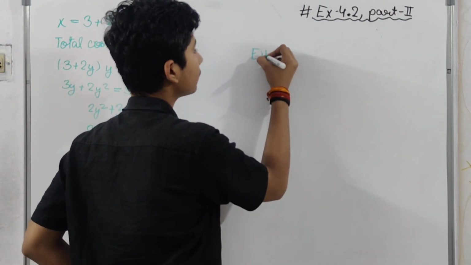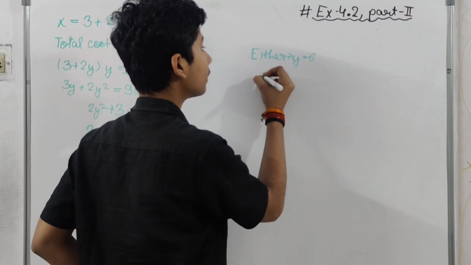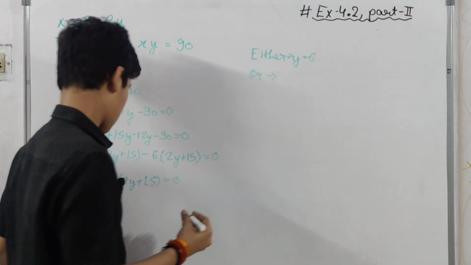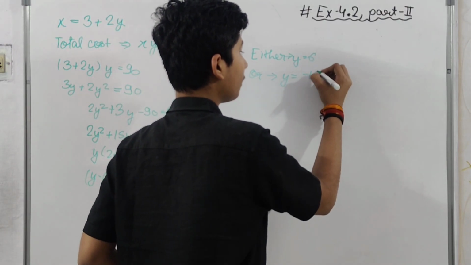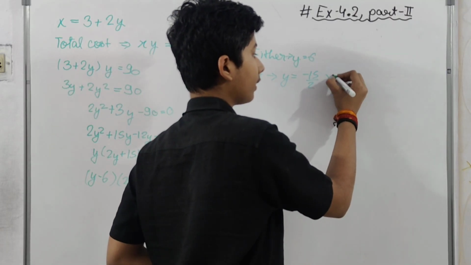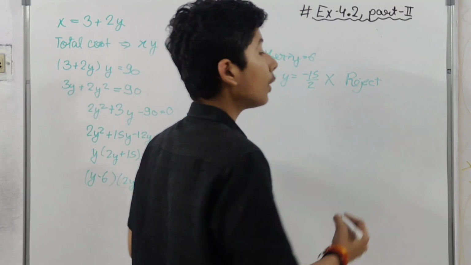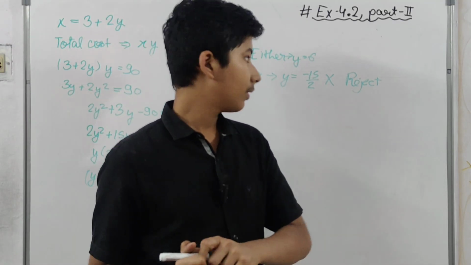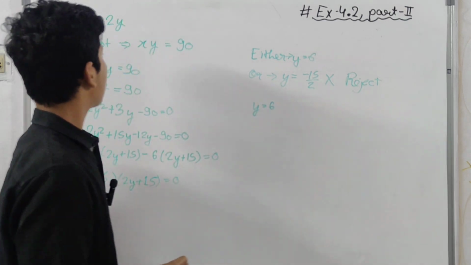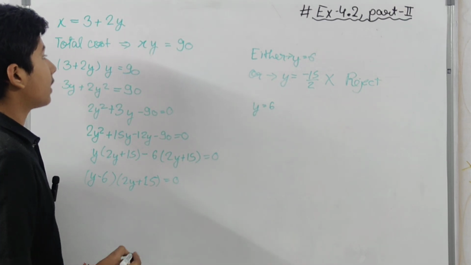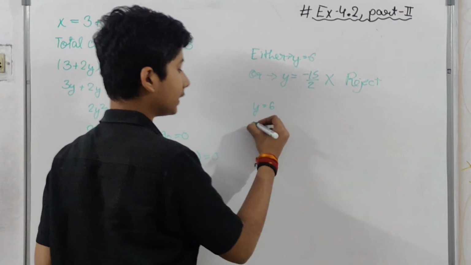Either y = 6 or y = -15/2, and this is rejected because it can never be negative. Now when we have rejected this, y = 6 means the number of articles produced was 6. So 6 into 2 is 12, plus 3 is 15. 15 was the cost of each article.